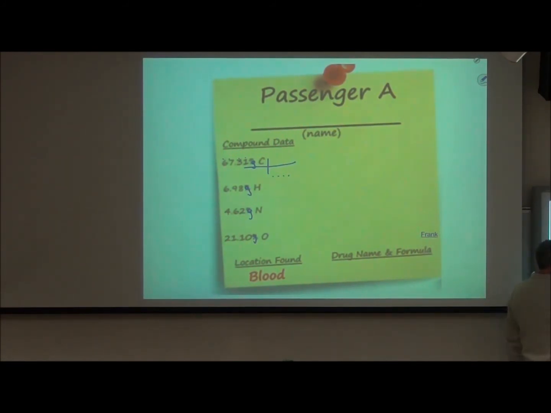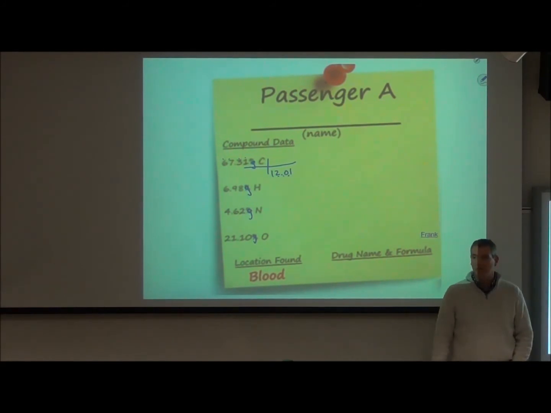So here we got 4 significant figures in 67.31. So we're going to use 12.01 with 4 significant figures, as opposed to 12.011 or whatever comes after that. So that is grams of carbon for every 1 mole of carbon.